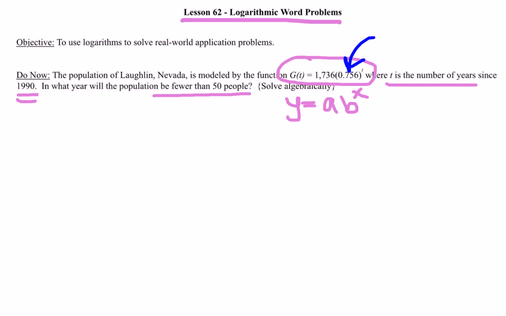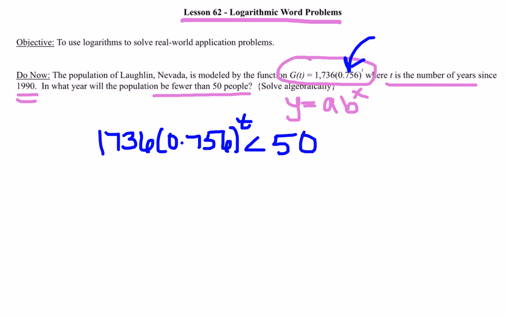Now, to solve this problem, you're going to take your formula here, and you're going to set it less than 50 because I want to know how long it's going to take for this population to be fewer than 50 people. So the first thing you should do in order to solve this algebraically, because that is what they would like us to do, is isolate the base in the exponent. So I'm going to divide by 1,736.